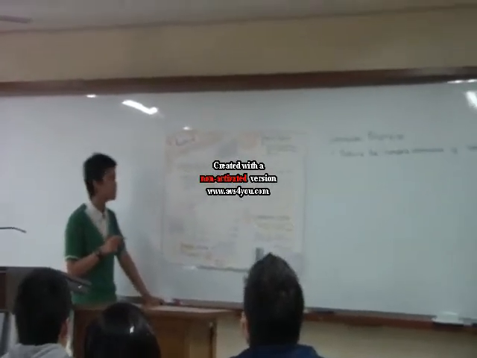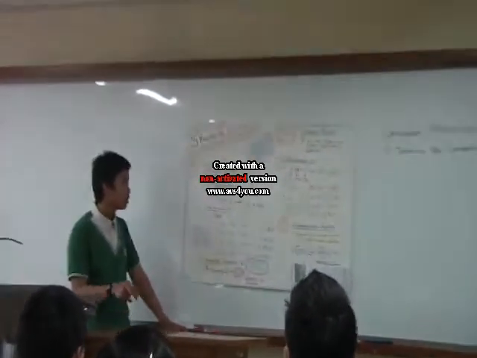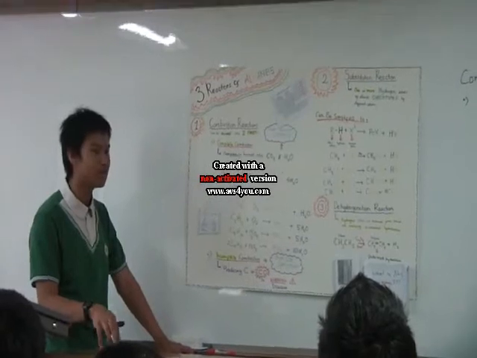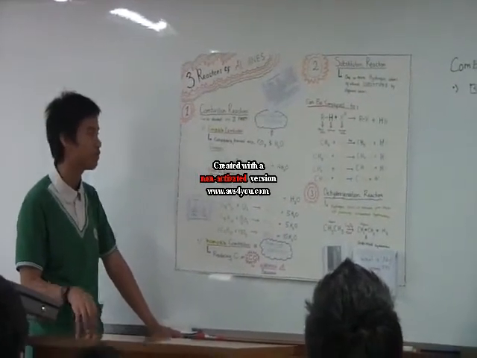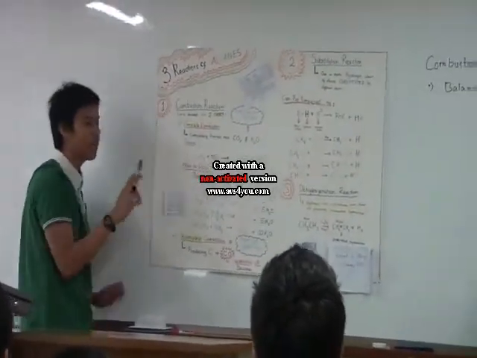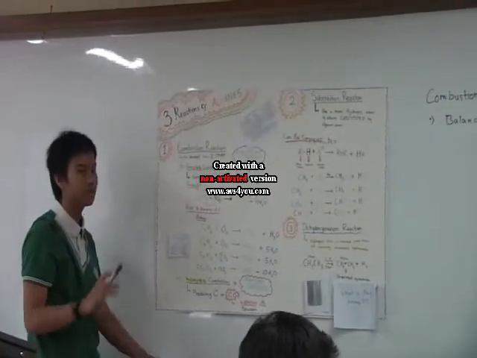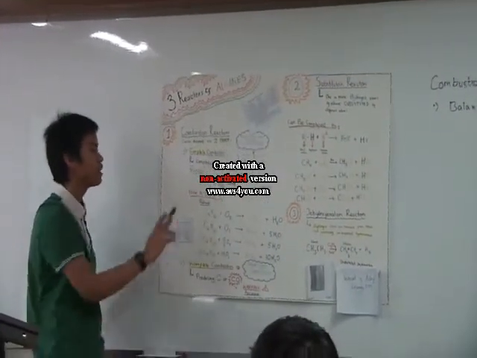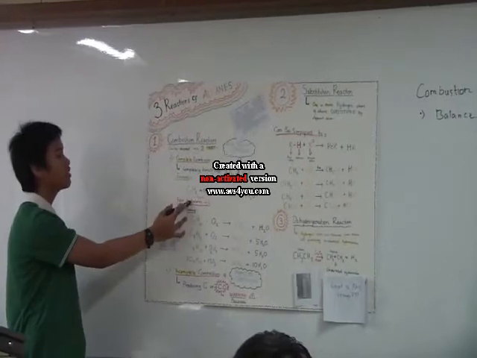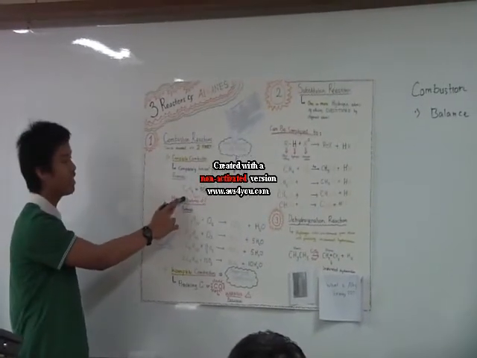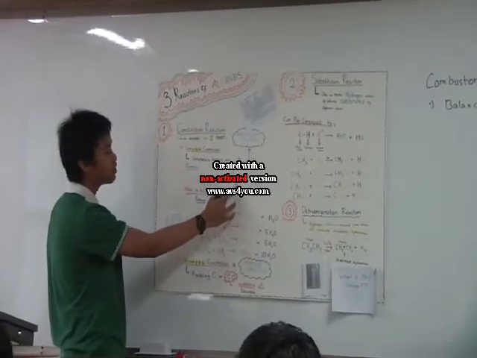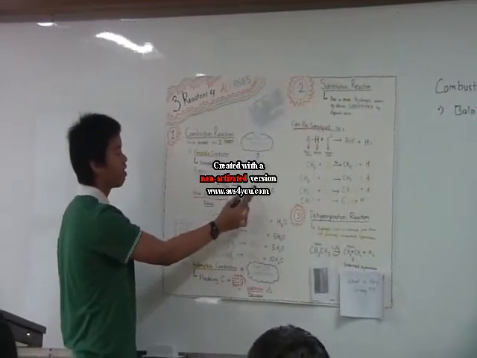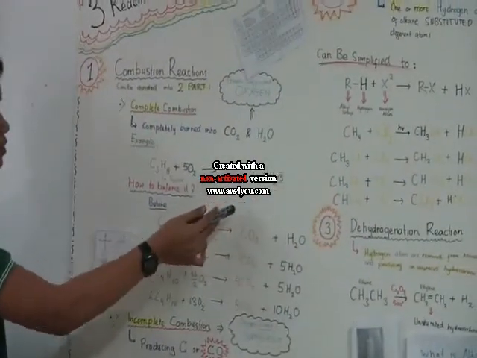One is complete combustion, in which alkanes completely burn into CO2 and H2O. So the alkane is burned into carbon dioxide and water. For example, this is propane, and when it's burned, it produces 3 carbon dioxide and 4 water.